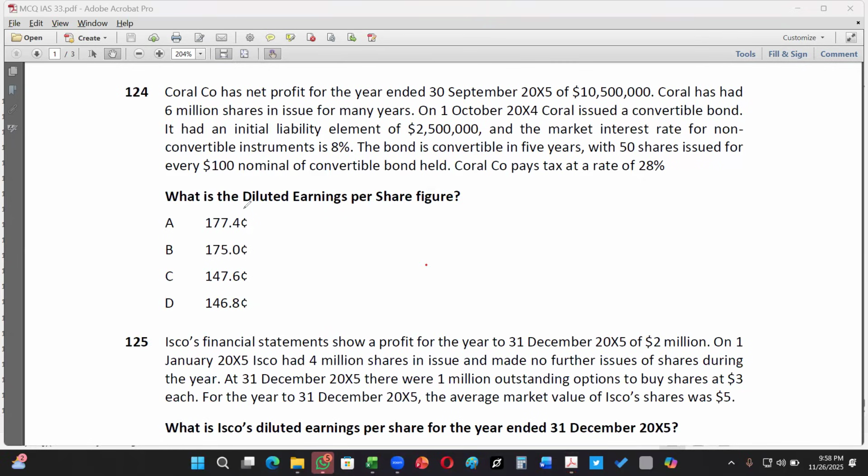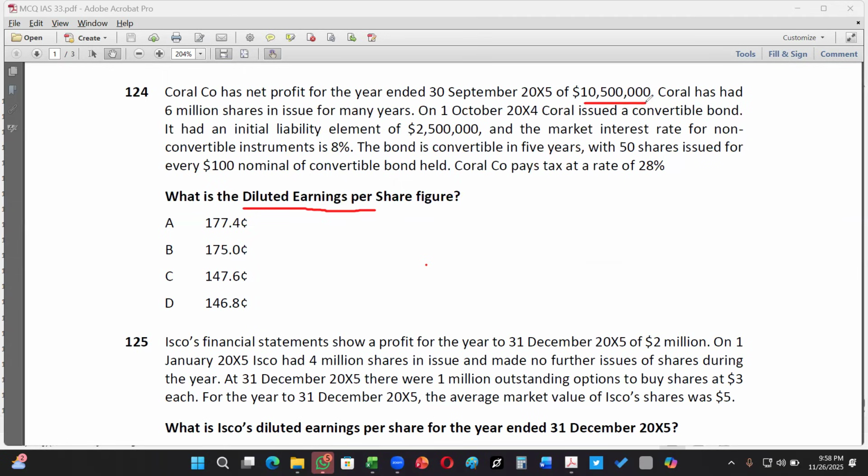What is the diluted EPS? Okay, so whenever you see a question, you should keep in mind it is going to be convertibles or share options. So let's see what is the issue here. Coral Co has net profit for the year ended 30th of September 2025 of 10,500, or 10.5 million.